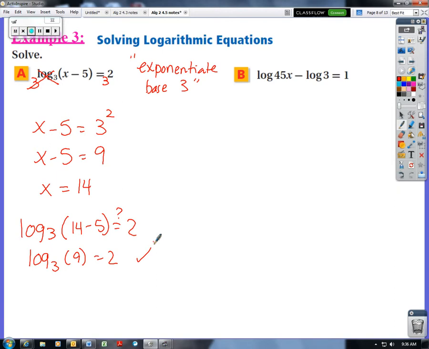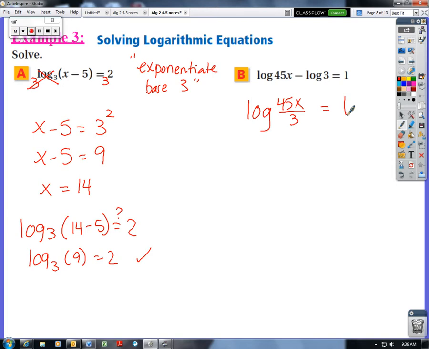Okay, this one on the right, slightly different technique. We are not able to exponentiate both sides right now, and the reason is on the left-hand side you have a difference. You can't exponentiate both sides until you have one chunk on the right and one chunk on the left. So we have to condense it into one logarithm using our log properties. The difference of logs is the log of the quotient. So this is equivalent to log of 45x over 3.